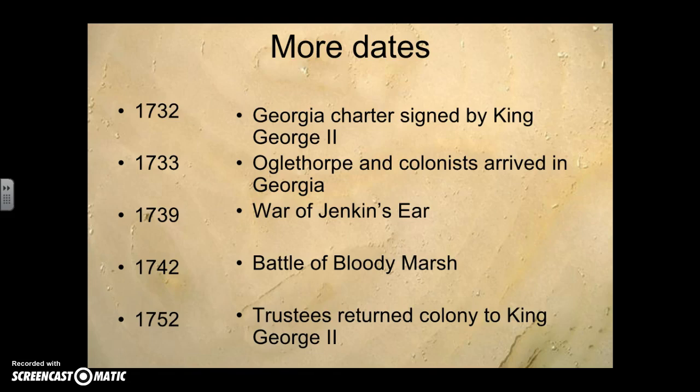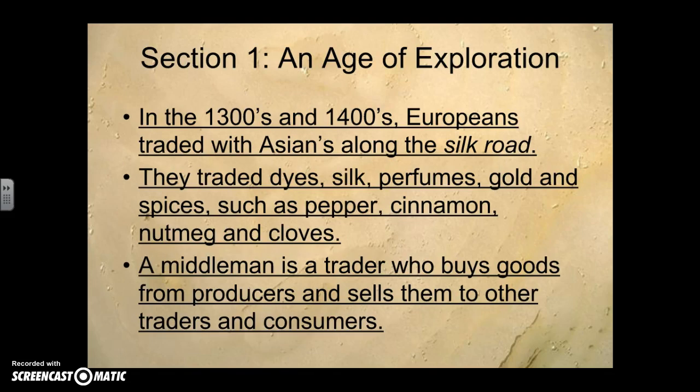By 1732, the Georgia Charter was signed by King George II, which gave Oglethorpe and the colonists the agreement to sail to Georgia. 55 days later, they arrived on February 12, 1733 in Georgia, and we'll talk more about these dates. I've shared this PowerPoint with you. Remember, everything that is underlined is the most important thing that you need to know.